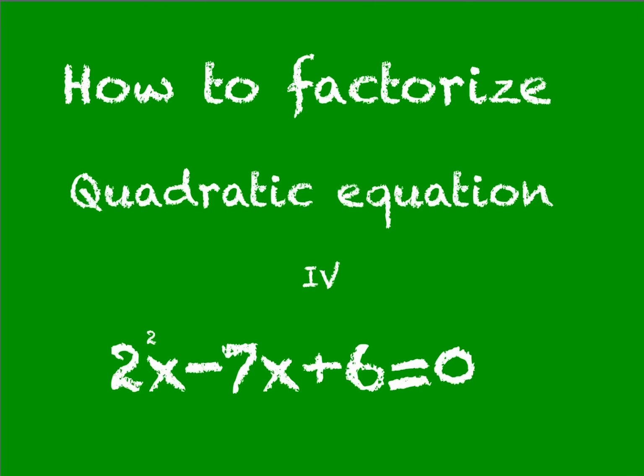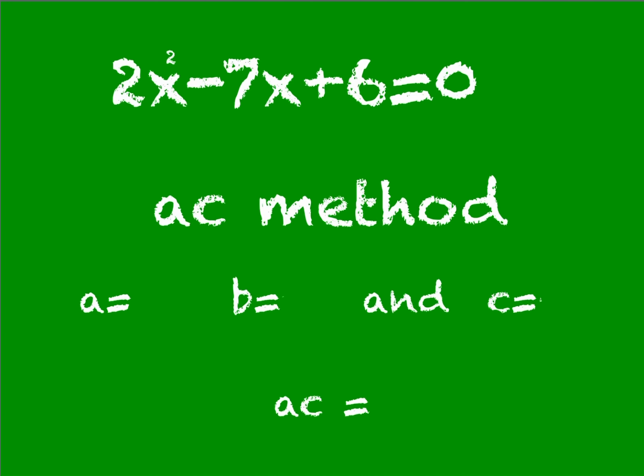Hi, how to factorize quadratic equation part 4. Right now, our question is 2x squared minus 7x plus 6 equals 0. To factorize the equation, I will use the AC method.